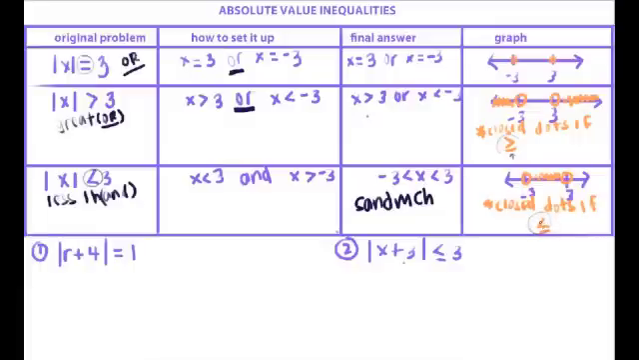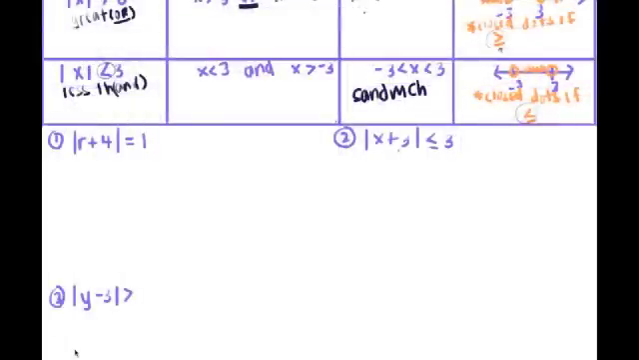Okay, so what I want to do is practice with these and give you a few problems to show you how to work this out. Here we go, here's our first problem: the absolute value of r plus 4 equals 1.